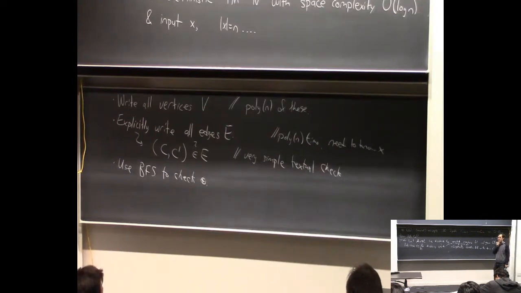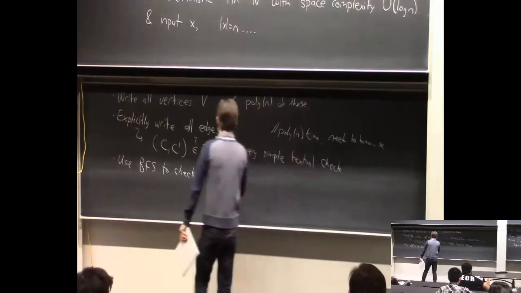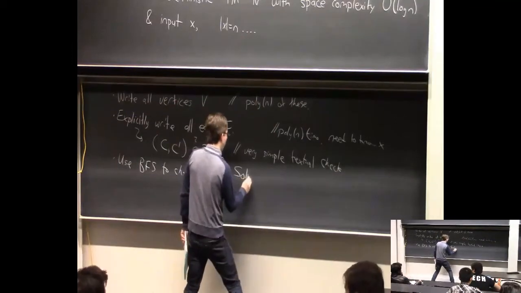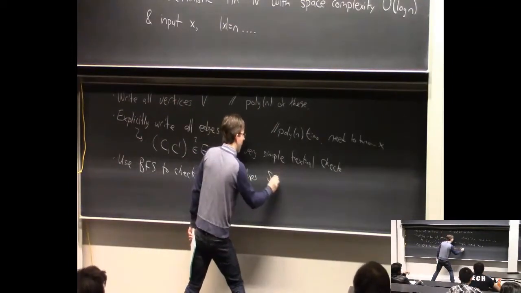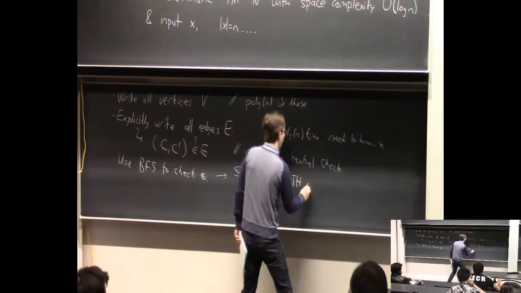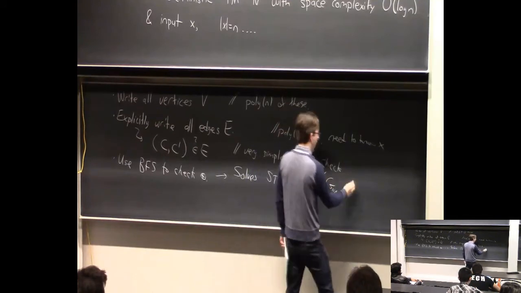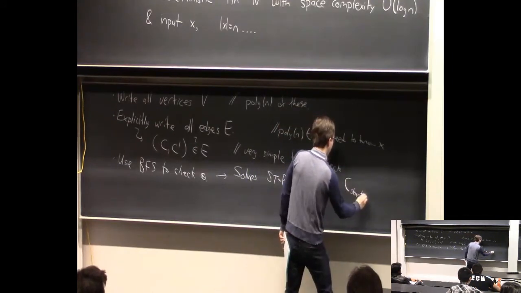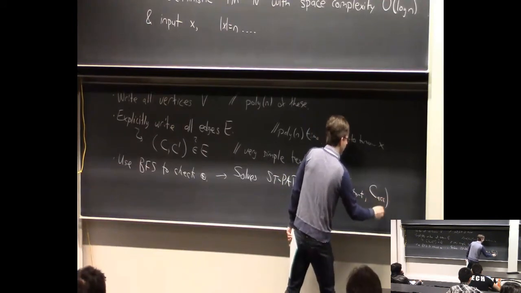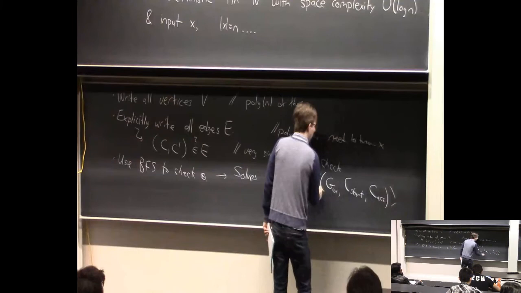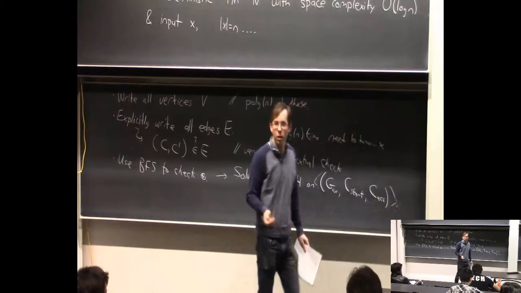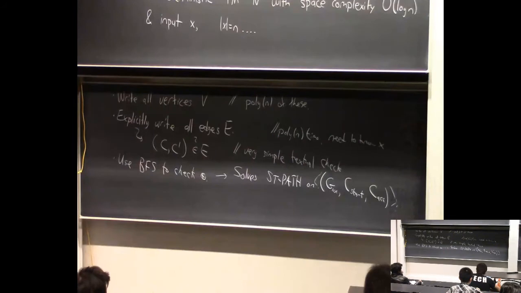Any questions about that? OK, so let me write it even slightly more explicitly. This is kind of important. It now just solves this st-path problem on the input g, which depends on n and x, which is now explicitly written down, c start, the starting vertex name, and c accept. And path is in polynomial time, so I can do that.